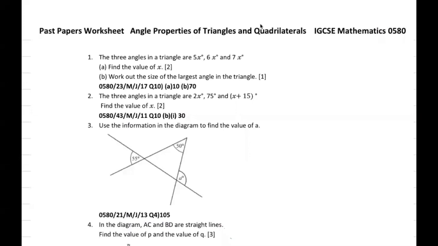All right, so these are random past paper questions. The first question says the three angles of a triangle are 5x, 6x, and 7x. Find the value of x. So all you're going to do is add all the angles of a triangle, and you know that the sum of all the angles adds up to 180. So this will allow you to calculate the value of x.